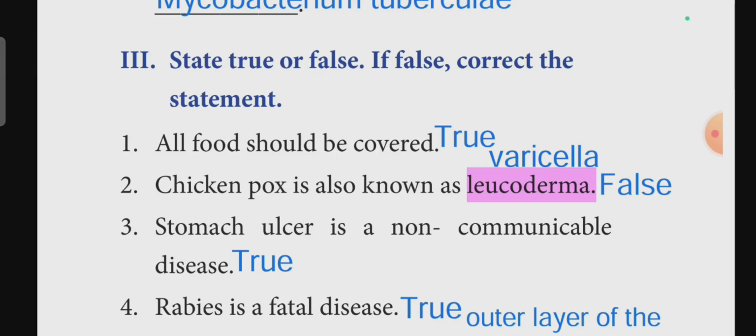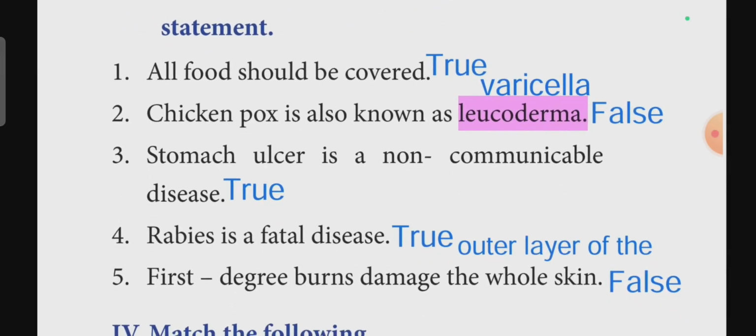Third Roman, state true or false. If false, correct the statement. All food should be covered. True. Chicken pox is also known as leukoderma. False. Correct statement, chicken pox is also known as varicella. Stomach ulcer is a non-communicable disease. True. Rabies is a fatal disease. True. First degree burns damage the whole skin. False. Correct statement, first degree burns damage the outer layer of the skin.